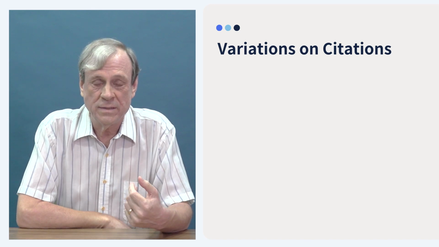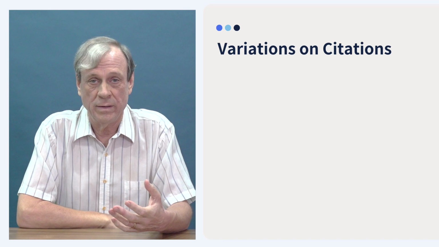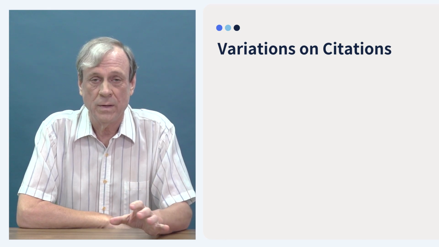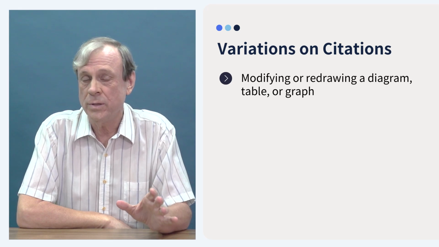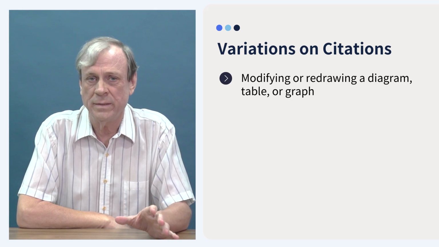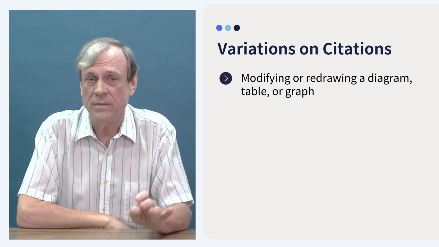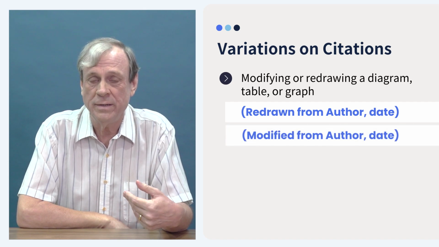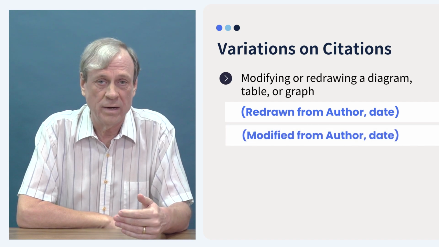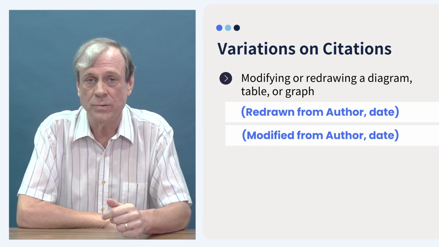But again, there are different variations on the citation that you may wind up seeing as well. For instance, you may not use a graph or a figure directly the way it is in the original publication, but you still need to cite it. If you redrew it, you say "redrawn from." If you modified it in some way, you say "modified from," and then cite it by the author and date as you normally would.